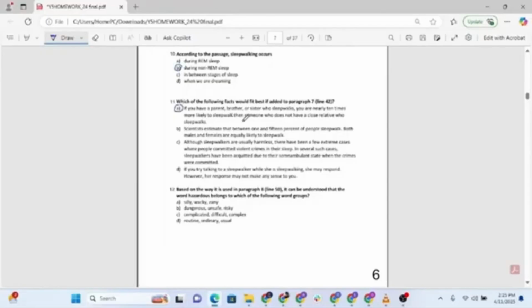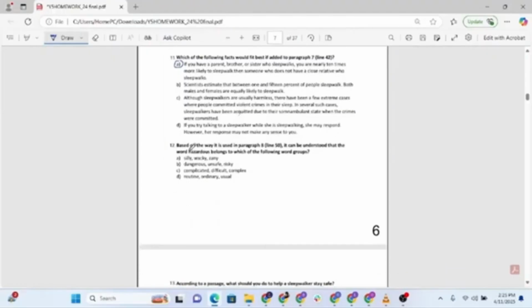Explanation. Paragraph 7 mentions possible reasons why children are more likely to sleepwalk. A strong genetic factor means that having a close relative who sleepwalks greatly increases your chances of doing so. Question 12. Based on the way it is used in paragraph 8, it can be understood that the word hazardous belongs to which of the following word groups? Silly, wacky, zany. Dangerous, unsafe, risky. Complicated, difficult, complex. Routine, ordinary, usual. The correct answer is option B, dangerous, unsafe, or risky.